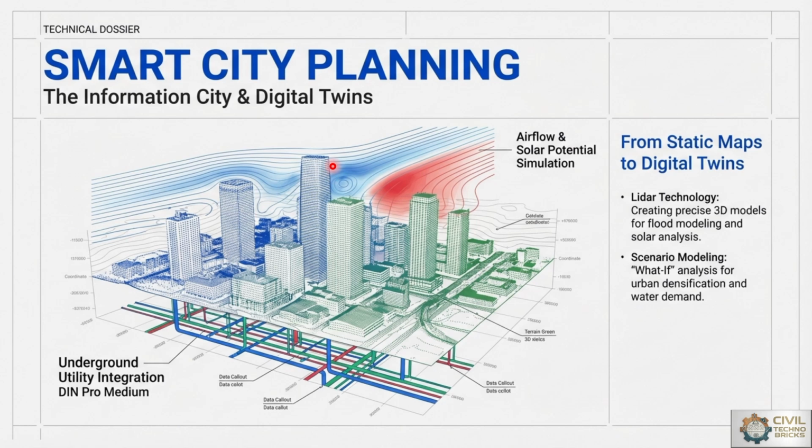of winds. Means the information of city with reference to the digital twins, we have to study from static maps to digital twins. Here LIDAR technology plays the most important role on the basis of digital elevation models, or we can say 3D models. Here creating precise 3D models for flood modeling and solar analysis will be more helpful to analyze the planning of any type of smart city. Also we can use the modeling for analysis of urban densification and water demand from the population point of view. So a huge dense population area requires large water demand, likewise we can use.